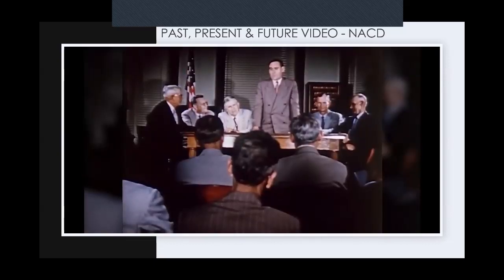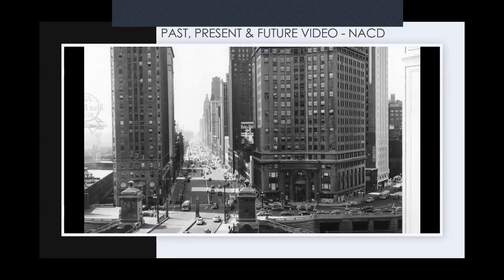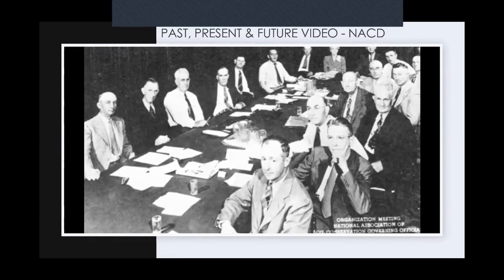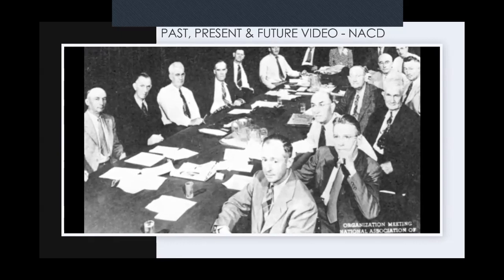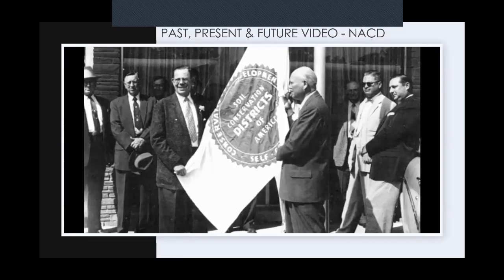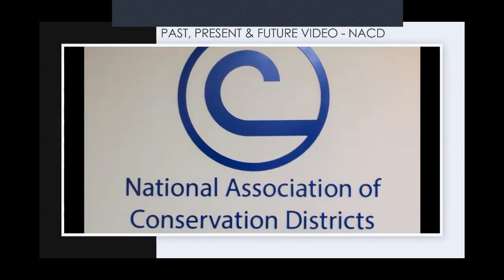Before they left Washington, D.C., conservation district officials met to discuss the need for a national organization. On July 25, 1946, in Chicago, representatives from 17 states created the National Association of Soil Conservation District Governing Officials. In 1970, the name was shortened to the National Association of Conservation Districts.